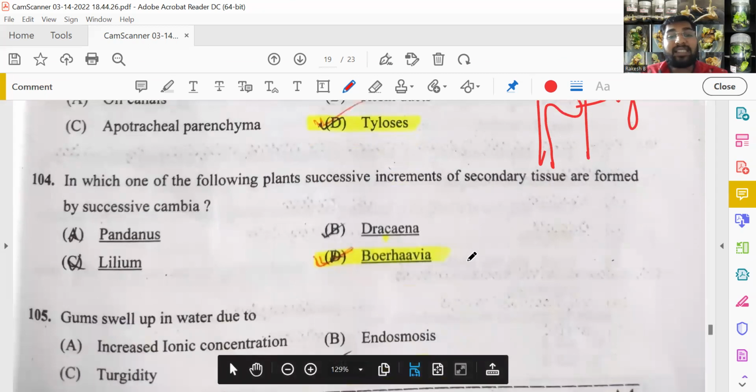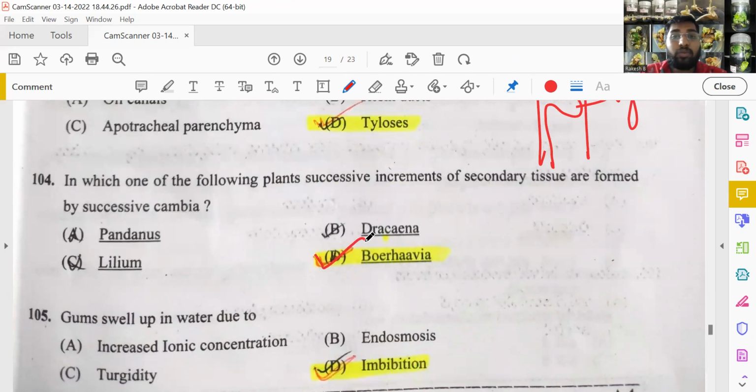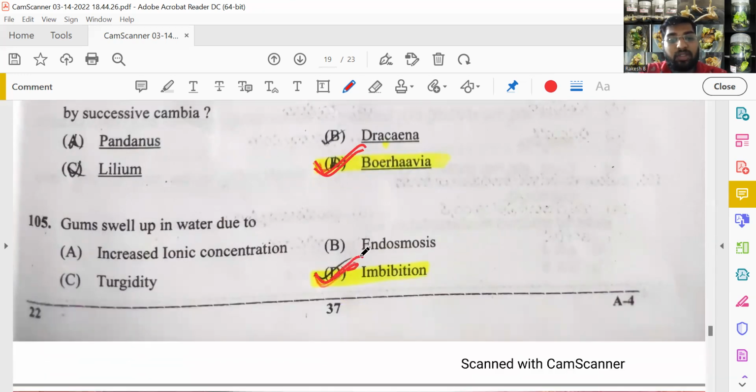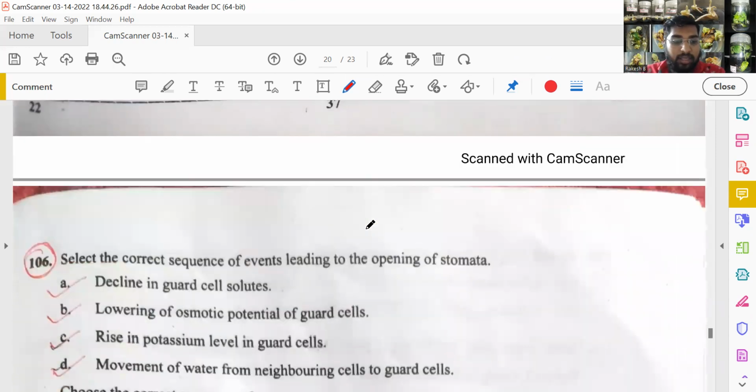In which of the following plants successive increments, if you have studied anomalous secondary growth, so Boerhavia will give rise to many vascular bundles. Successive secondary tissue is nothing but xylem and phloem. So because of successive cambia, successive xylem and phloem will be there in the Boerhavia. Anomalous secondary growth or abnormal secondary growth. That is your answer, Boerhavia. Gums swell up in water due to imbibition. So this is also a simple physiological concept. Any substance which absorbs the water is called imbibition. Gums are very dry. It absorbs the water and it swells up. So it is because of the imbibition. That is one of the important things.